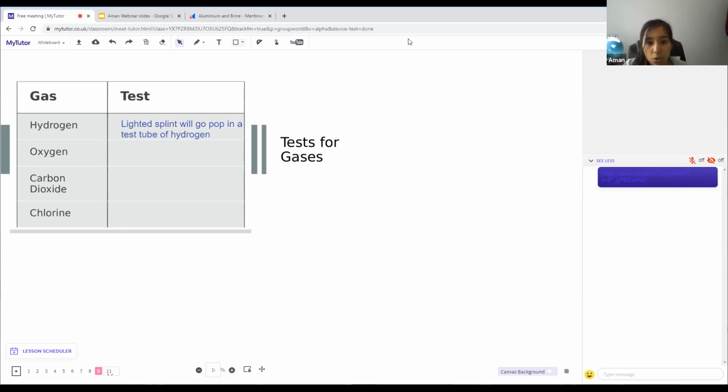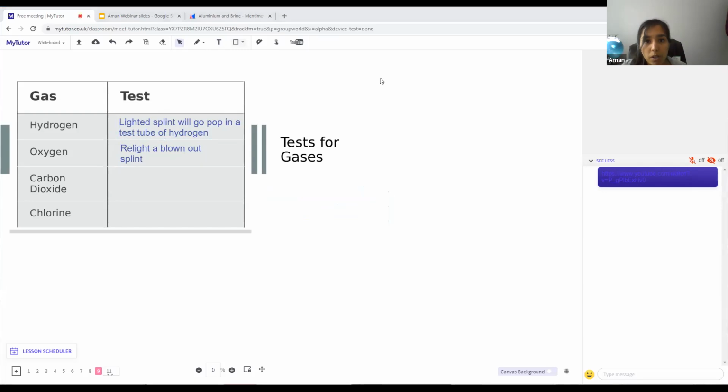Okay, what about oxygen? So I've got a few answers. Yeah, it relights a splint. And so what's really important about it relighting a splint is that usually you have a splint that is glowing and you blow it out, but you will still see embers. And what I mean by embers is it will still kind of be a bit red. So it will relight a blown out splint, or you can just say it will relight a splint. Some people allow relight a glowing splint. But yeah, relight a splint. Good.